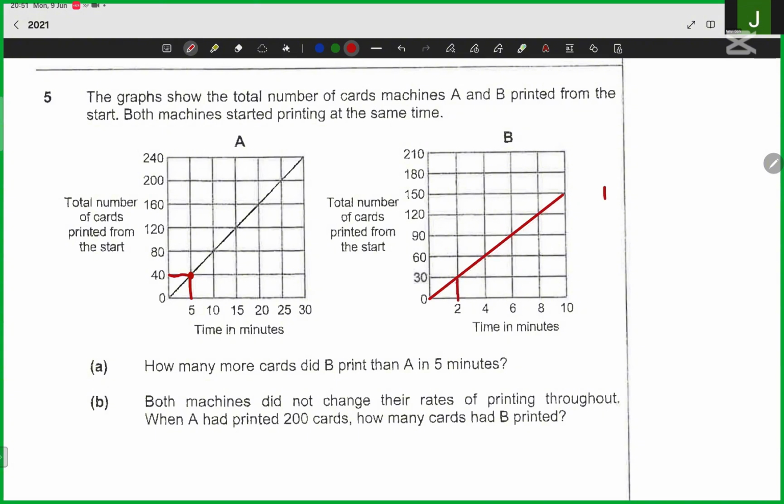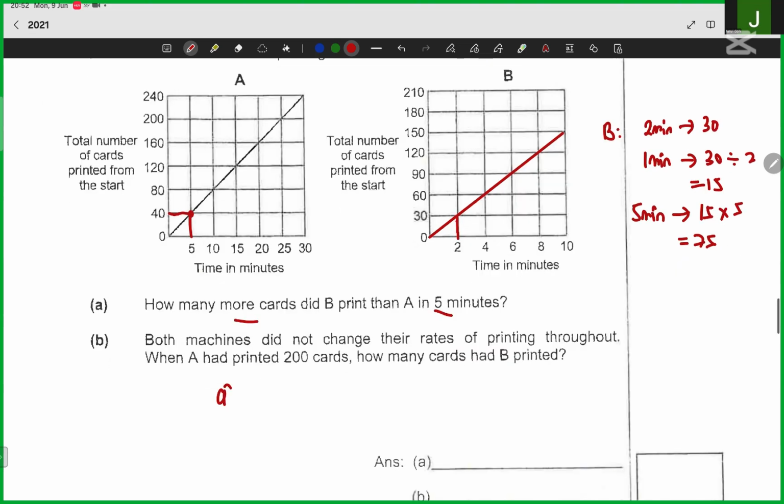So we can calculate actually B, 2 minutes printed 30 cards. So that means 1 minute printed 30 divided by 2, 15. So 5 minutes will be 15 times 5, 75. So how many more in 5 minutes? 75 minus 40, 35.